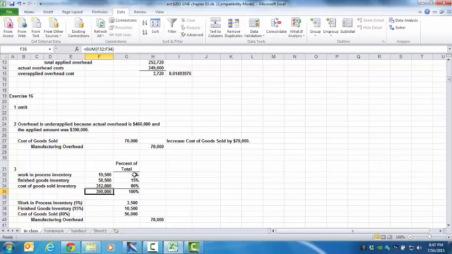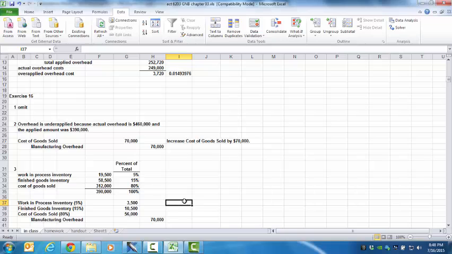So that means 5% is still in work in process. Take the 19.5 and divide by 390,000. 15% is in finished goods, 58.5 divided by 390,000, and 80% is over here in cost of goods sold. So what I'm going to do with that $70,000 is I'm going to take 5%, adjust work in process, 15% of the 70 will go to finished goods, and 80% of the 70 will go into cost of goods sold.